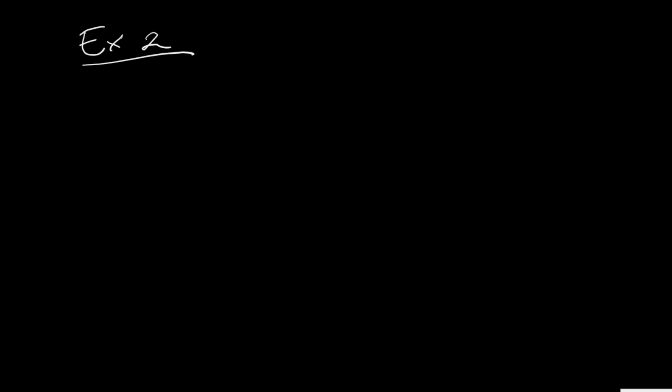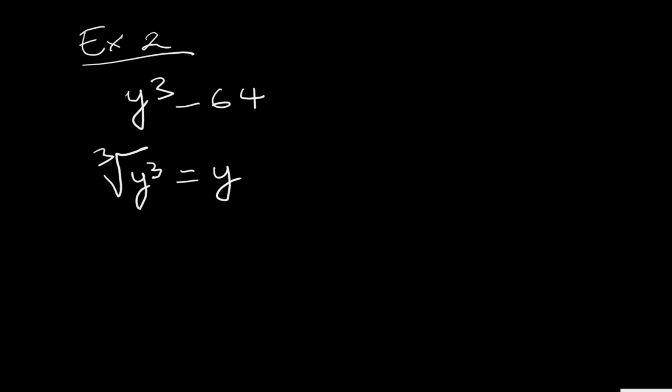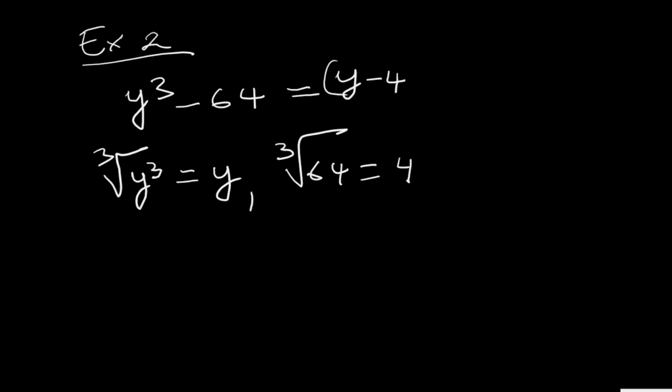Example 2, y cubed minus 64. Cube root of y cubed is y. Cube root of 64 is 4, so it becomes (y minus 4)(y squared plus 4y plus 16).